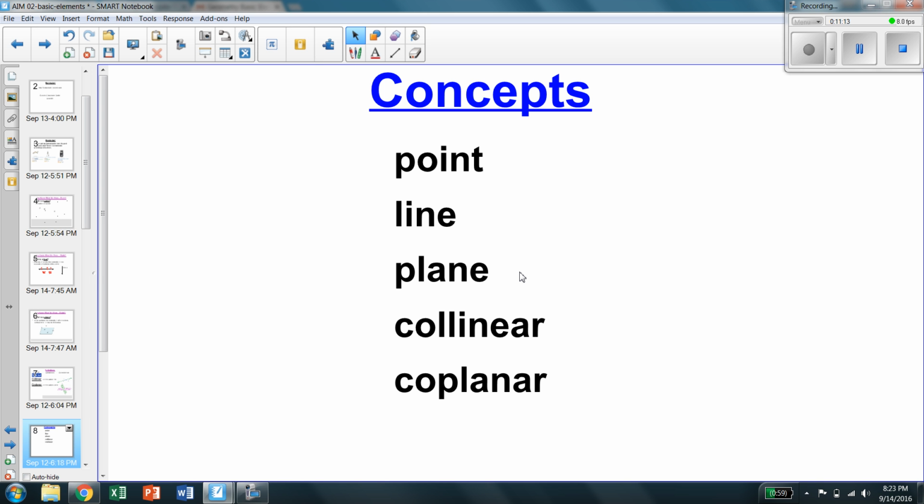Plane, same deal, except one letter uppercase to label it, and it extends. It's a flat surface that extends in all directions forever. And collinear, same line, on the same line. Coplanar, on the same plane.